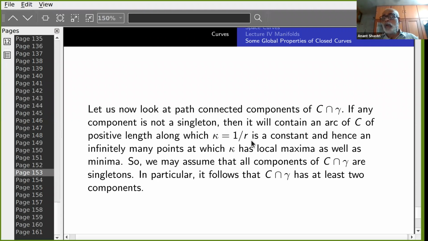Not only that, all those points, because of constancy, are both maxima and minima. Maxima means local maxima after all. They are all local maxima as well as local minima. For a constant function, all the points are local maxima and minima. So there are plenty of them. We want only 4 of them in the theorem, right? So we can assume that all the intersection points are only singletons.